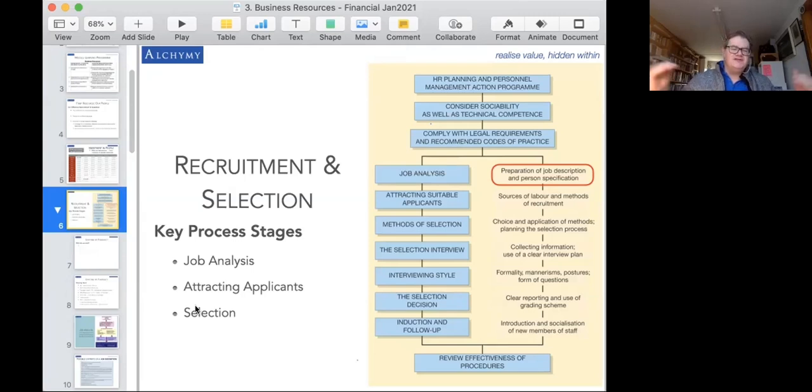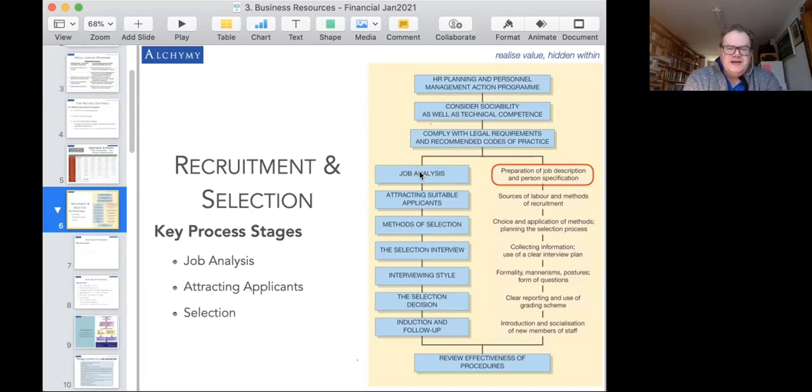And then as we start to drive down into that, well, the key part of that is making sure we hire the right people, the recruitment and selection piece. Then we need to make a decision about, well, what do we actually need? So before we recruit, we need to be clear about what do we want done? And that's the job analysis piece. So if you come down this ladder here, HR planning, right, then down to consider sociability as well as technical competence. So these are top levels, so let's not get too bogged down in these. We absolutely have to comply with legal requirements, certainly. But fundamentally, we have to get to this stage.